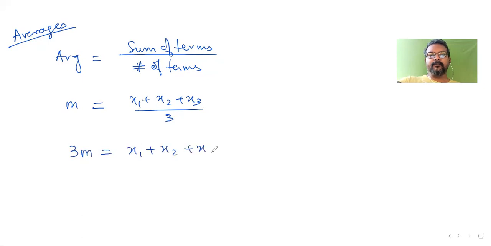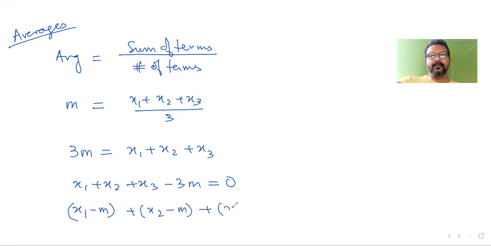I'm doing a bit of algebra just to show you a different result that is very important. Now take the 3m to the left hand side. So we get x1 + x2 + x3 - 3m = 0. So everything I've taken to one side, and this is equal to 0. Now rewriting it as (x1 - m) + (x2 - m) + (x3 - m) = 0.